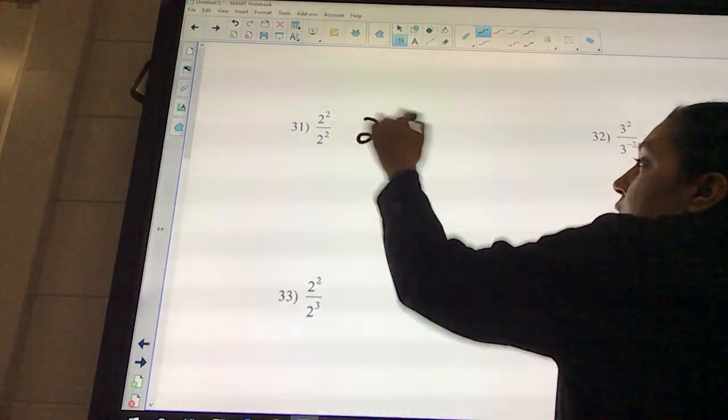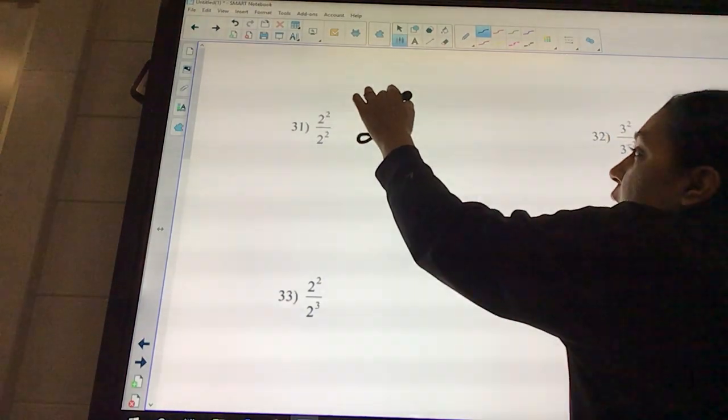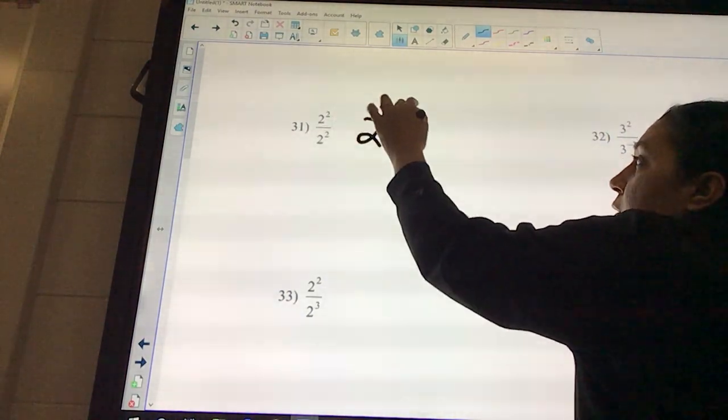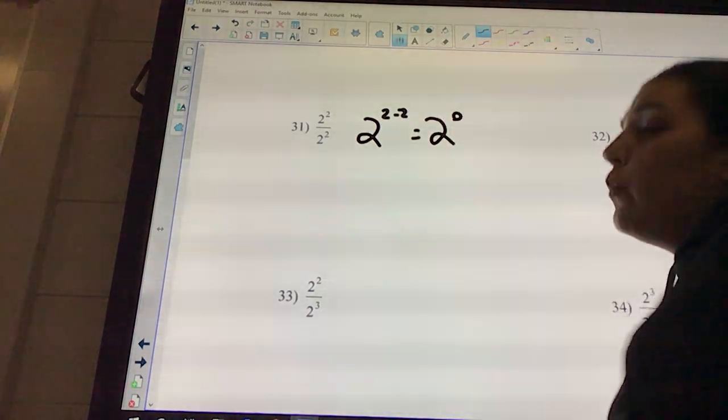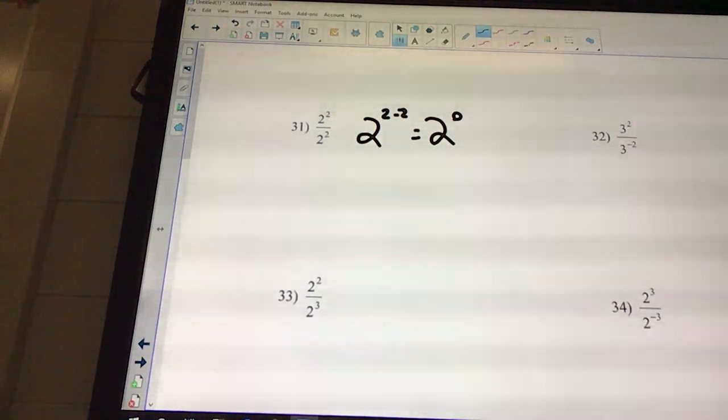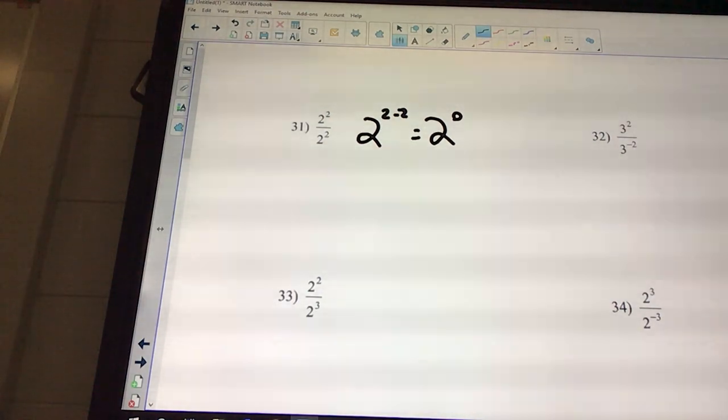So you're going to have 2 to the top minus bottom. So 2 minus the bottom is 2. Well, 2 minus 2 is 0. 2 to the 0. And what is anything to the 0 power? Okay, it's 1.